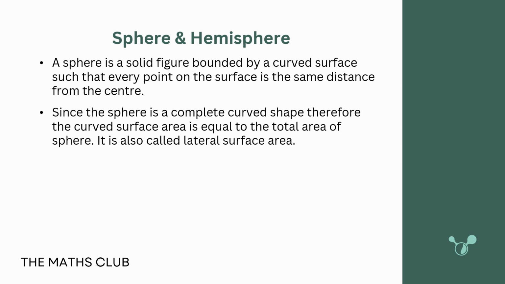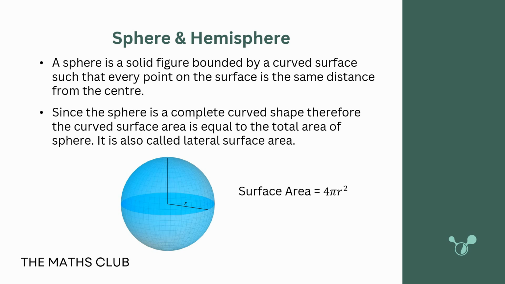So this is something that you need to note, right? Since every point on the sphere is the same distance, the total area of the sphere is the curved surface area of the sphere, and it's also called the lateral surface area. So there's no need for saying lateral curved surface area. No, the area of the sphere is the area of the sphere. So this is the sphere. You can see every point on the sphere is the same distance from the center, and it is not a circle. A sphere and a circle are two different things.